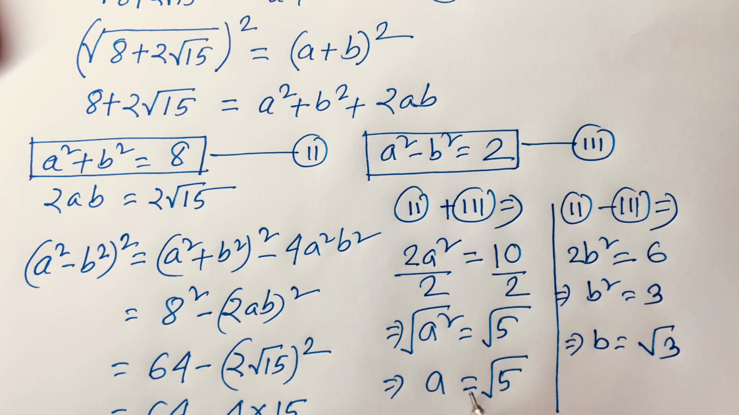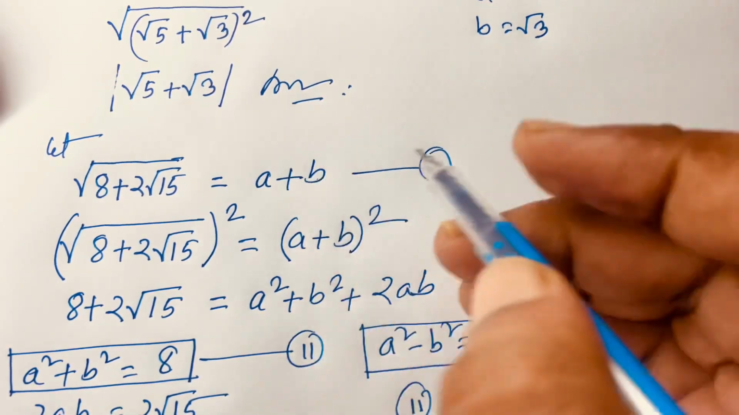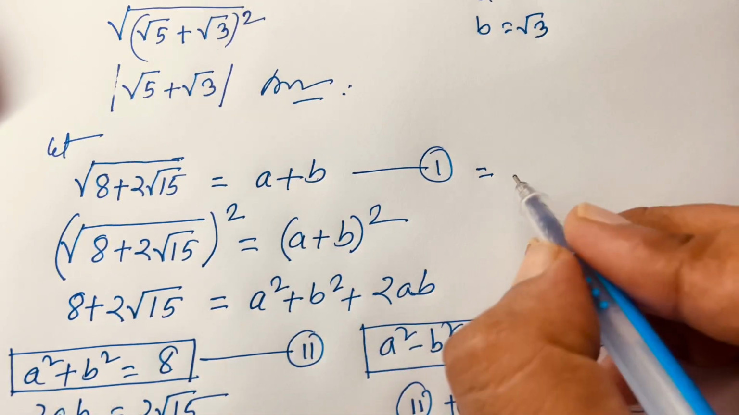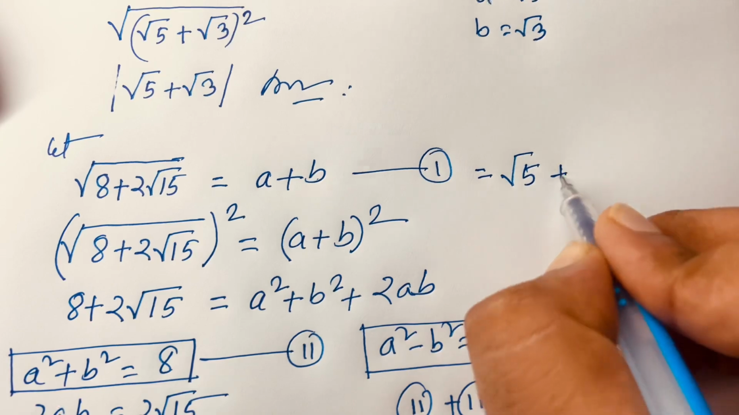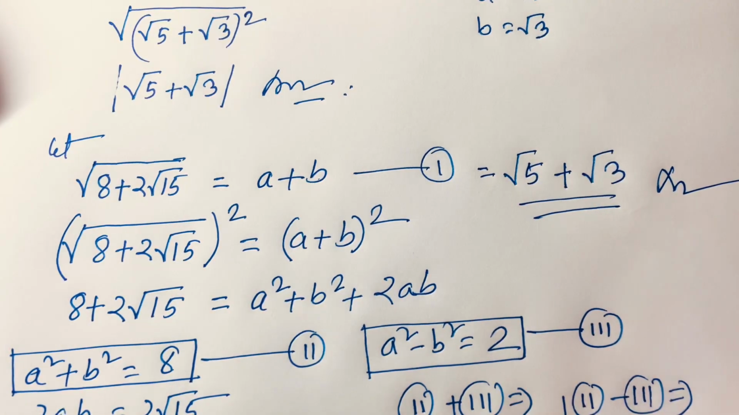We put both values into the first equation. Our first equation is a plus b, so a is square root 5 plus b is square root 3. This is our final answer.